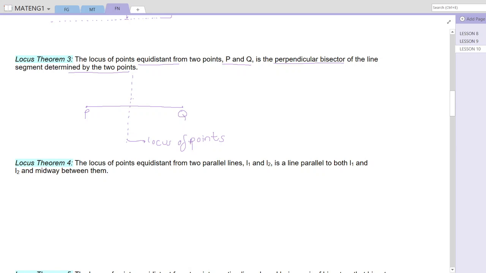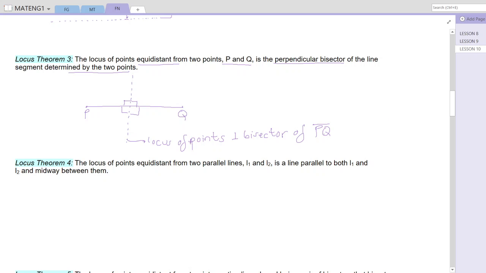Since that is the perpendicular line to PQ, that is 90 degrees, 90 degrees, same with this one. So that is given 2 points. The locus of points is a straight line midway between the 2 points. So it forms a perpendicular bisector of the line PQ. So this will be the perpendicular bisector of line PQ.